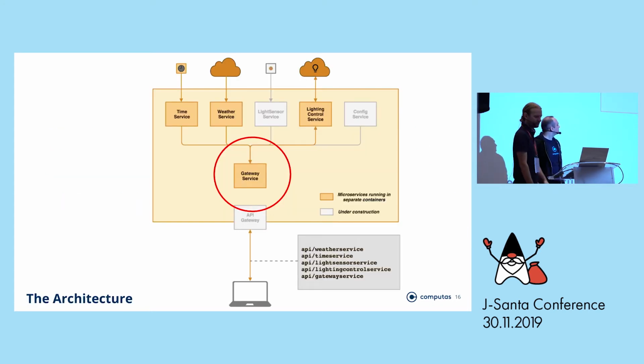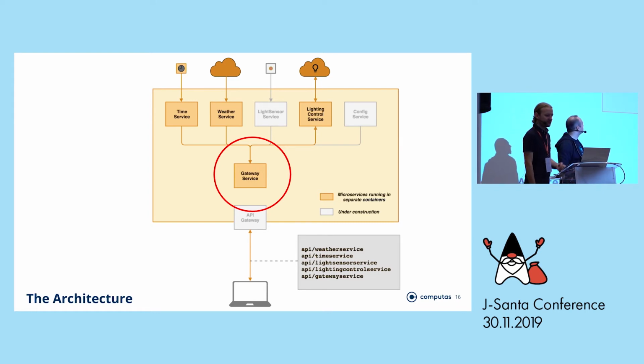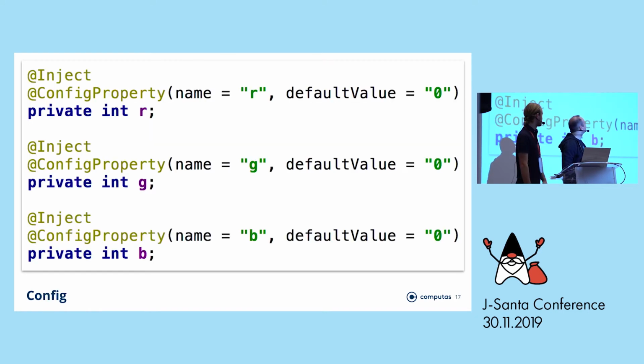This one, the brain. Here we use the same things as we did in the light control service, but in addition to that, we use some more features. For instance, the config. So MicroProfile Config, it's what you see here. Those of you used to Spring would probably recognize this. It's pretty similar to the config part in Spring.